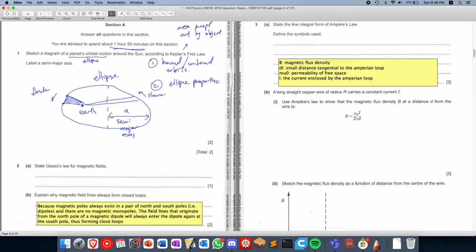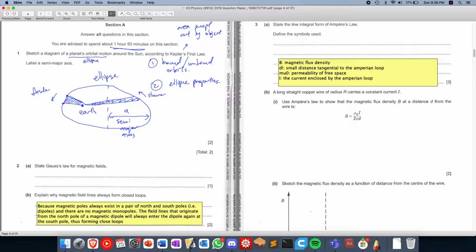slower, and as a result, the area that it covers per unit time is going to be the same over time. So we could express it in terms of, okay, I'll not go into that, but that's Kepler's first law. So what do I have to talk about?